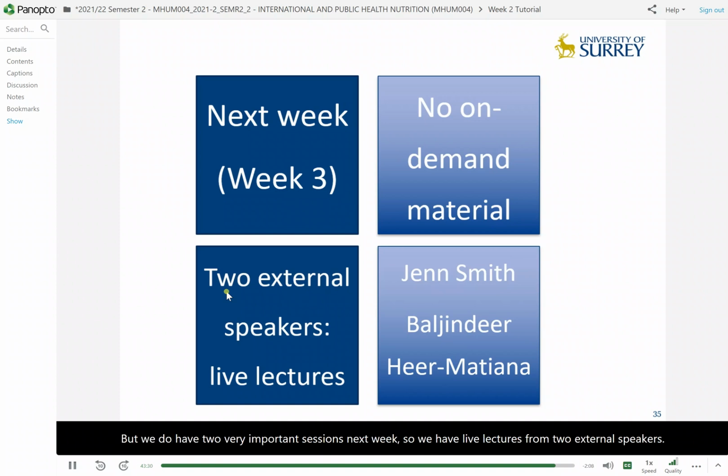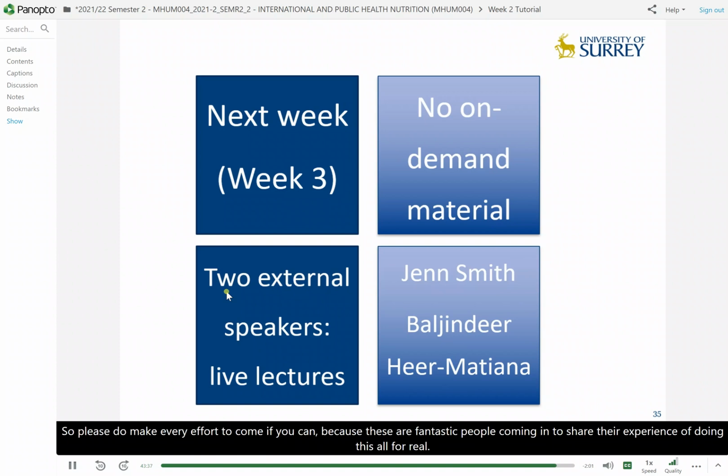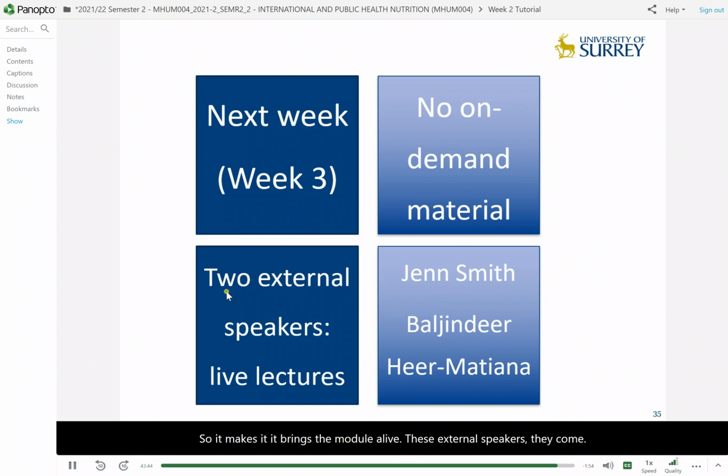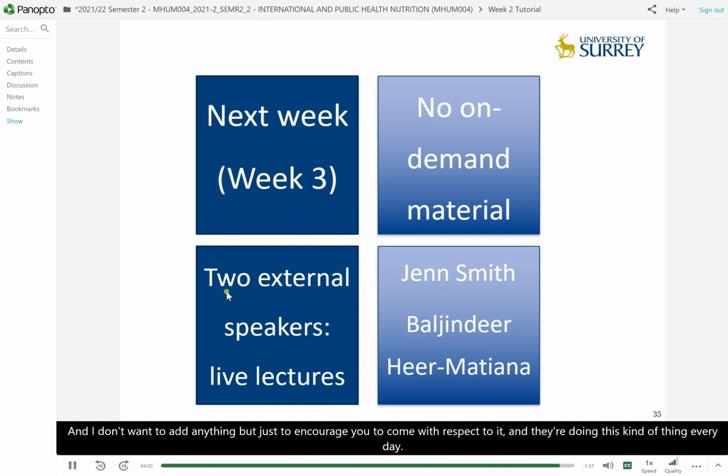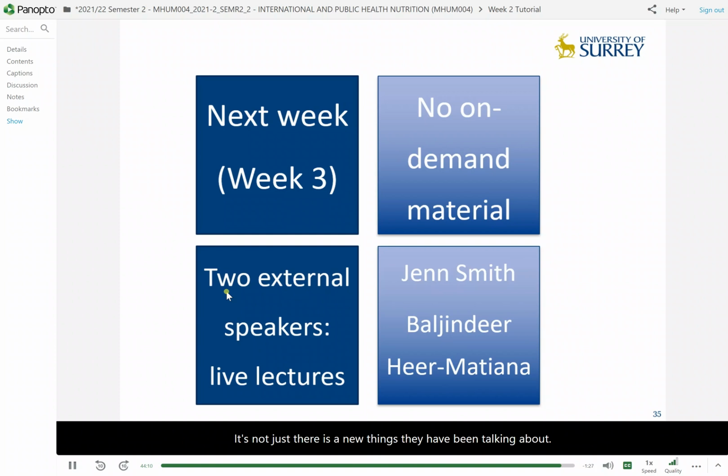But we do have 2 very important sessions next week. So we have live lectures from 2 external speakers. So please do make every effort to come if you can, because these are fantastic people coming in to share their experience of doing this all for real. So it brings the module alive, these external speakers. We've got Jen Smith from Public Health in Surrey, and Bal, who's based in Camden and Islington. And it just brings alive all of the stuff that I've been saying and shows you real world examples. So they're really helpful. Helen, I don't know if you want to add anything, but just to encourage you to come. They're really worth listening to, and they're doing this kind of thing every day. So it's not just theories. They use these things that Sarah's been talking about in their everyday lives and work. Yeah, so that's what's happening next week.